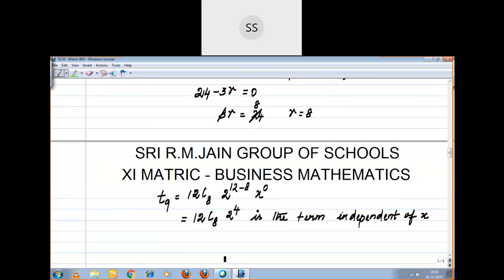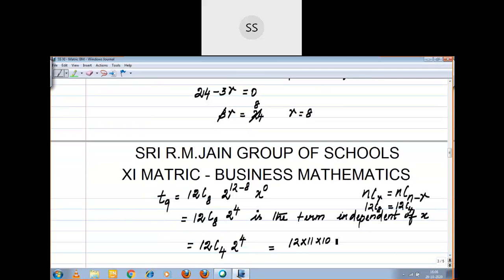Here you can calculate 12C8. Right? 12C8 is equivalent to 12C4 into 2 to the power 4. nCr equals nC(n minus r). So 12C8 can be replaced by 12C4, 2 to the power 4.